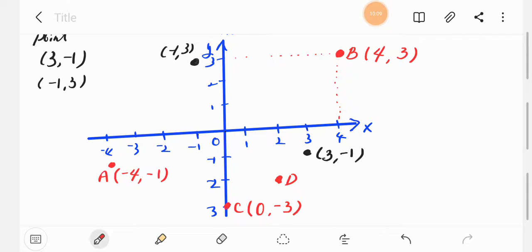So that's it. Okay, how about the point D? In order to get here, let's find the horizontal distance starting from 0. So move 2 units to the right and then 2 units down. So the y coordinate is negative 2. Can you see it?